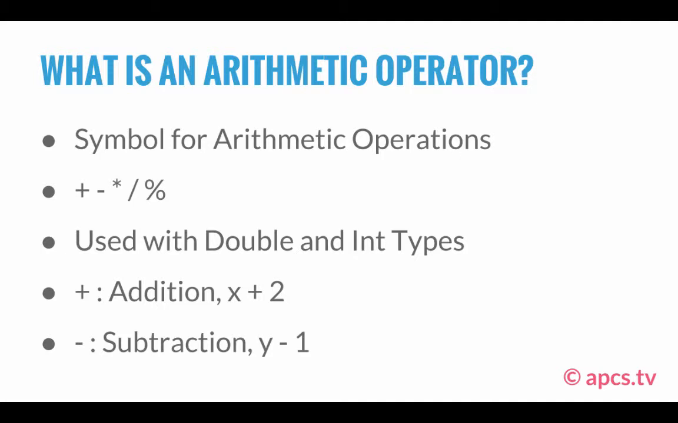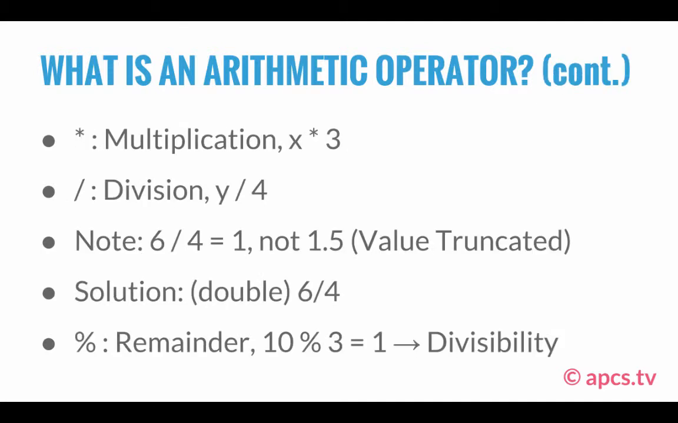Next, let's look at the minus or the dash symbol. This stands for subtraction, and an example of it would be y minus 1, where y is a variable that has already been defined. Next, let's look at the asterisk. The asterisk stands for multiplication, and an example of that is x multiplied by 3, where x is a variable that has already been defined. Next, let's look at the slash. The slash stands for division. And as we can see an example, y divided by 4.